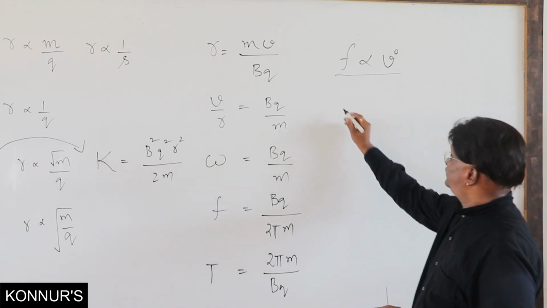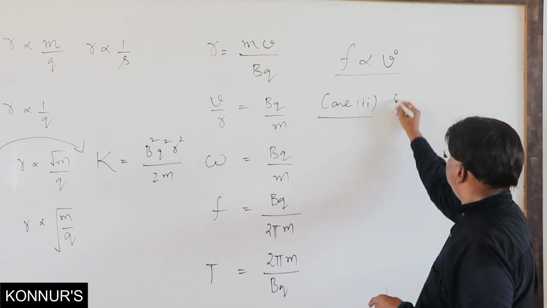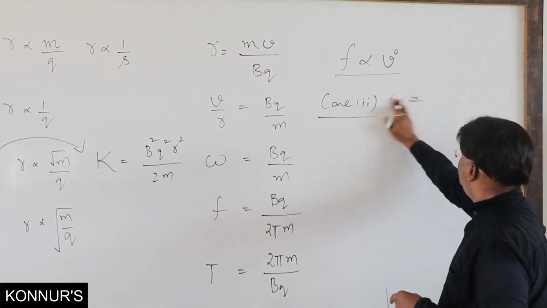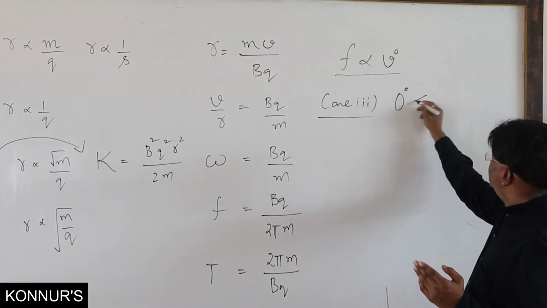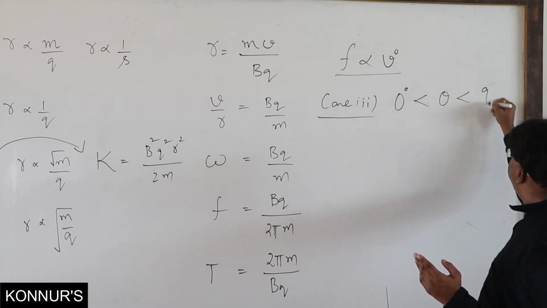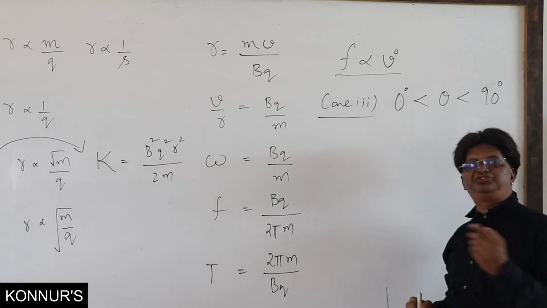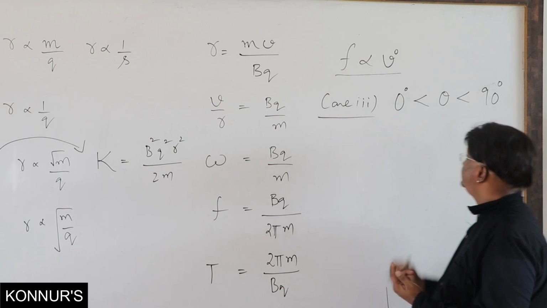Now here let us take case 3 also. The third case we are discussing, like theta not equal to 90, theta not equal to 0. That is 0 degrees less than theta less than 90 degrees, in between 0 degrees and 90 degrees. Yes, what will be the result?